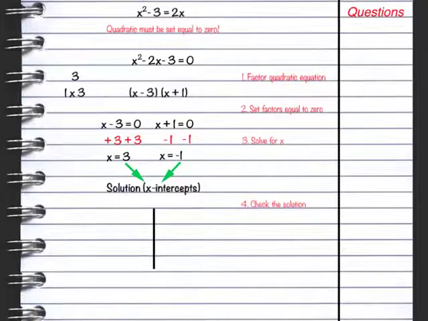So now I need to check my solutions by taking my x-intercepts and plugging them back into the original equation. Once again, use parentheses when you're plugging your 3 in. Simplify. And I get 6 equals 6, which is true. Now let's plug our negative 1 back in. Once again, using parentheses. And simplify.